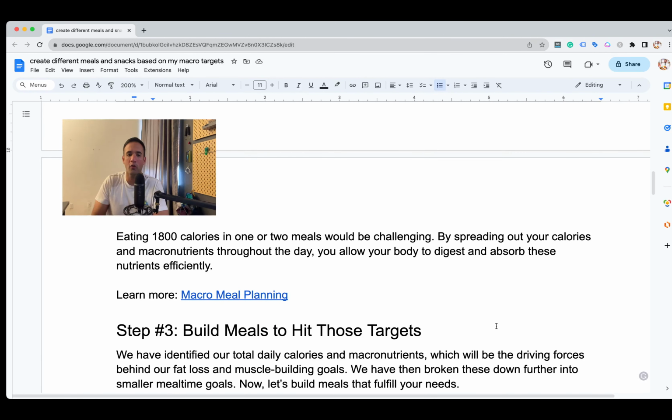By spreading your calories and macros throughout the day, you're allowing your body to digest and absorb these nutrients efficiently. Let's think about a breakfast sandwich, right? It had eggs, maybe an English muffin, and some turkey bacon and cheese on there. So you have some protein, some fats, and some carbs in there. Each of those takes a certain amount of time for you to digest, absorb, and send through your circulation. You have to chew it. It has to go from your mouth all the way to your stomach.